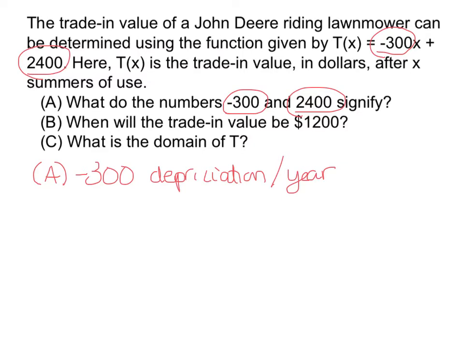2400 can be considered the y-intercept. Remember, the y-intercept is where x equals 0. Since x represents the number of summers of use, and since x is going to be 0, that means that there are no summers used. This is the original value of the lawnmower.